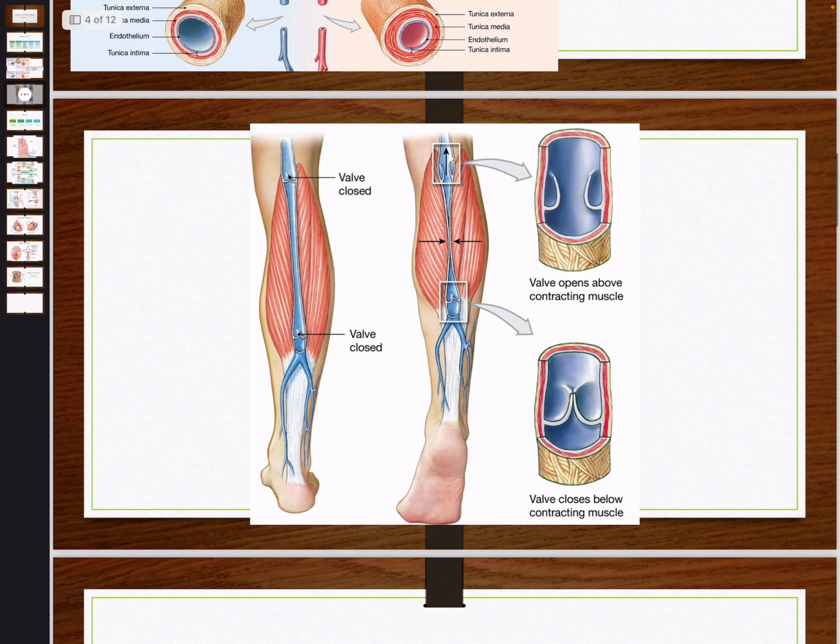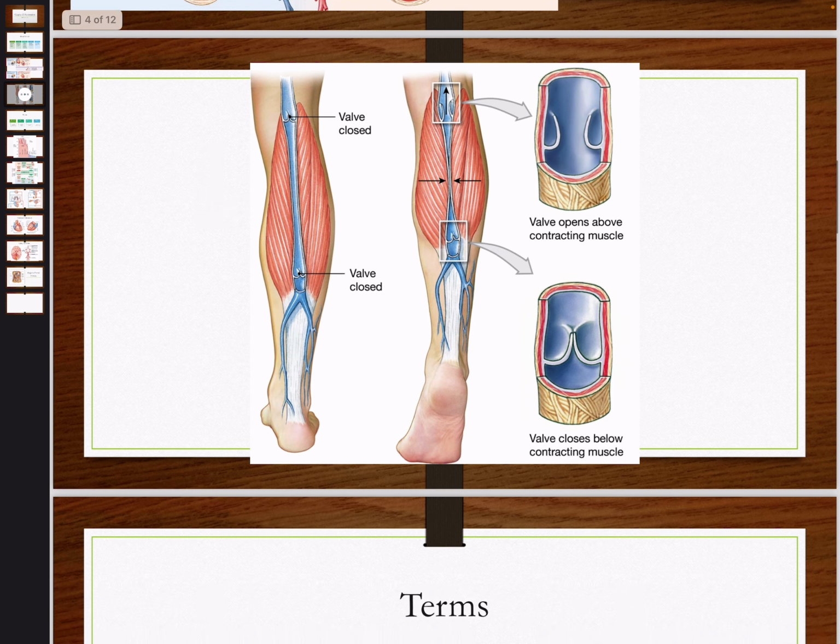All right, valves. Medium-sized veins do have valves that prevent the backflow of blood, and we see here that when the valve is closed, the muscles are surrounding it and there's nothing really happening. But when they open and the muscle is contracting, the valves are above and below. They're never inside of the muscle. So they open above the contracting muscle and right below the contracting muscle.